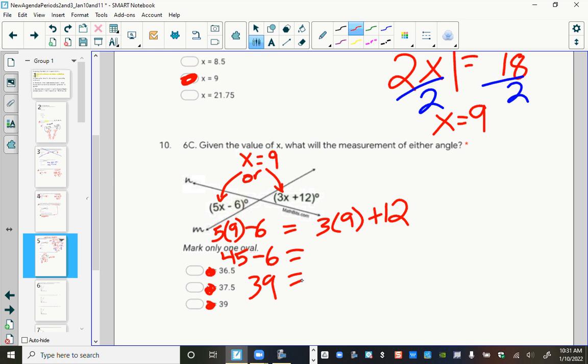Did anybody do the 3 times 9 plus 12? 39. You got 39 as well. So it's 27 plus 12, 39. So in the end, you should get the same answer either way. Questions? So either way would work, but you should get the same because with the vertical angle, you should get the same angle measurement. All right, questions?